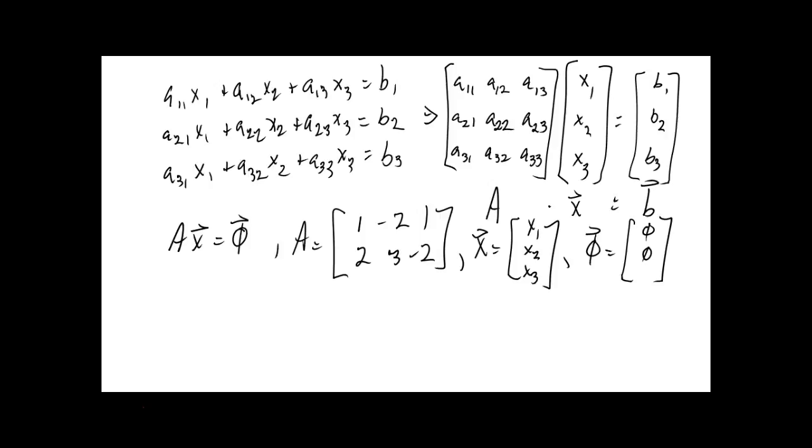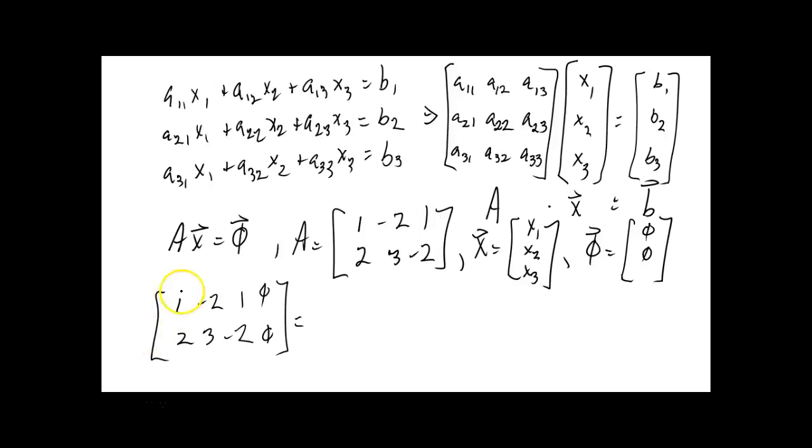Now, what technique do we have for solving systems of equations so far? It's either Gauss-Jordan or Gauss elimination with back substitution. So basically we would have to do it like this. 1, negative 2, 1, 2, 3, negative 2, with a 0 and a 0 here. And we start our elimination, so what would we have first?